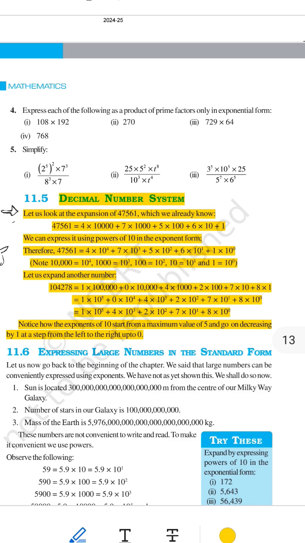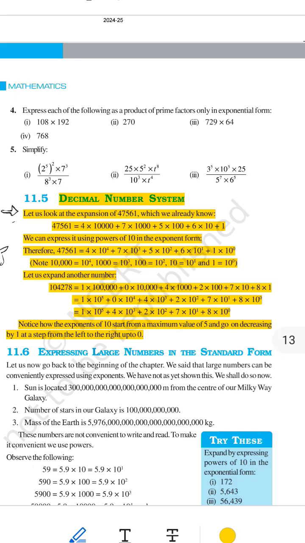Step 3. Using powers of 10, exponents. Instead of writing 1,000, 100, etc. again and again, we can use powers of 10. What is a power of 10? Here's a simple table: number, power of 10 form, and how it is made. 1 equals 10 to the zero. 10 equals 10 to the one.